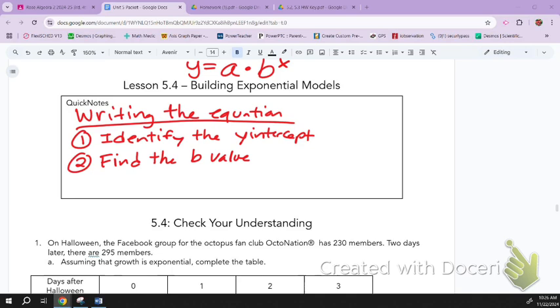In our example, we were dealing with data, and we found the ratios, and then we found the average of that, okay? But if I just have a table, we're going to divide the second Y value by the first Y value, okay? Typically, that's how we're going to figure it out.